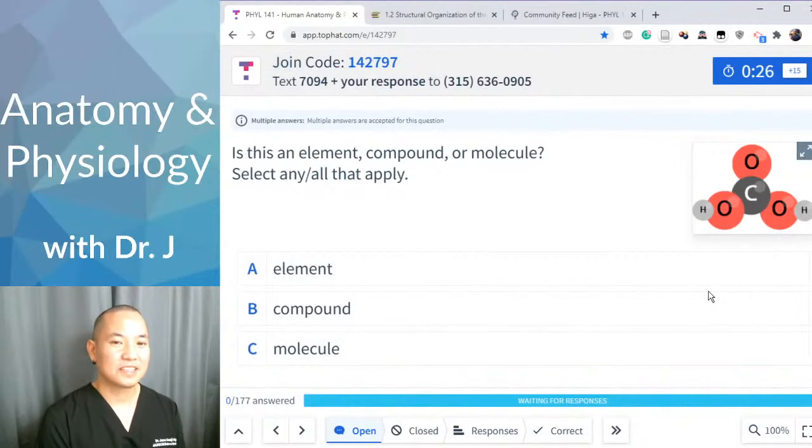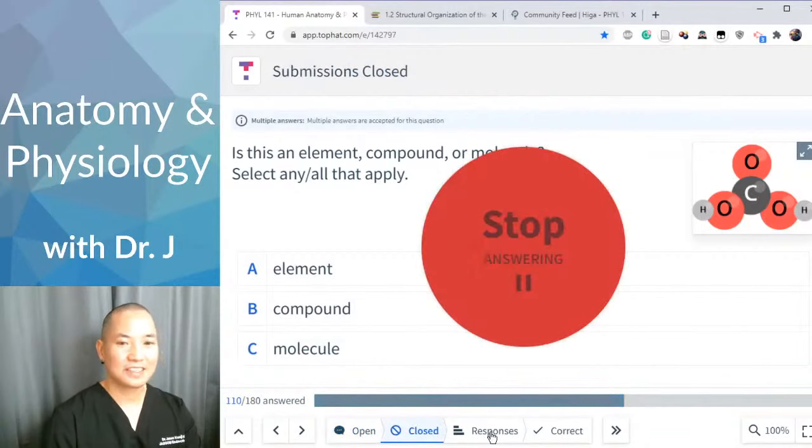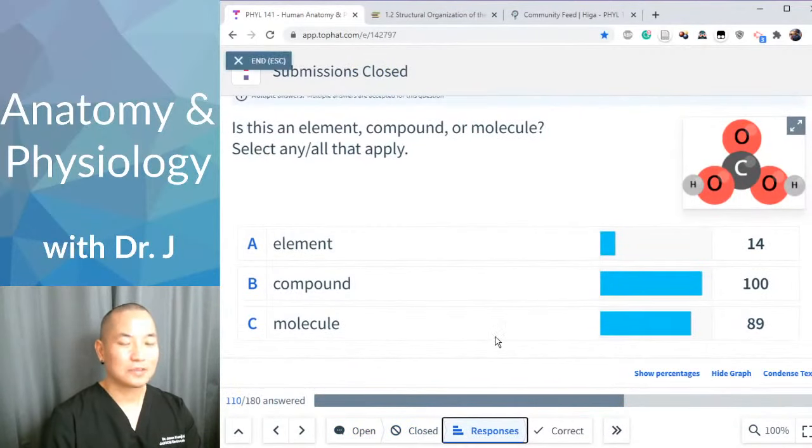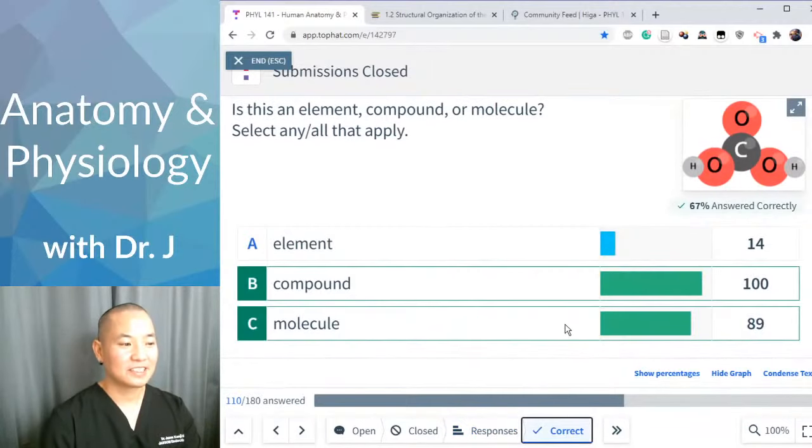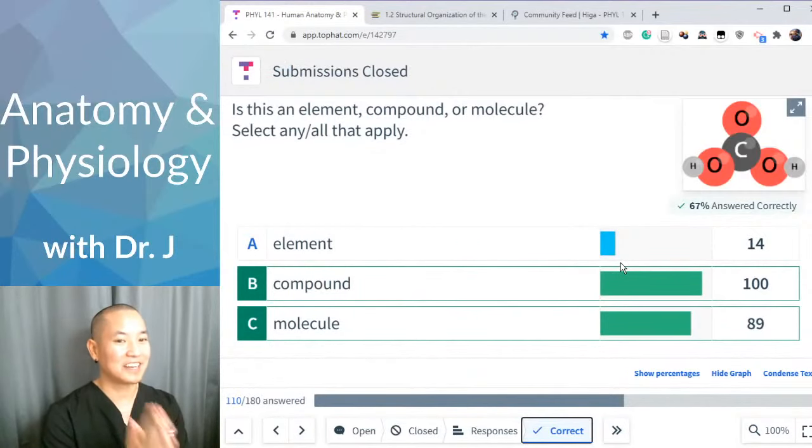So this is H2CO3, carbonic acid. Okay, let's see how everyone did. Most of you said it was a compound, and a few fewer said it's a molecule. Some of you said it's an element. And it's both a compound and a molecule. Again, an element has only one type of atom, right? Here you see carbon, oxygen, and hydrogen. It is a compound. It's also a molecule because you have many bonds linking. You have more than one atom there, so therefore it's a molecule.